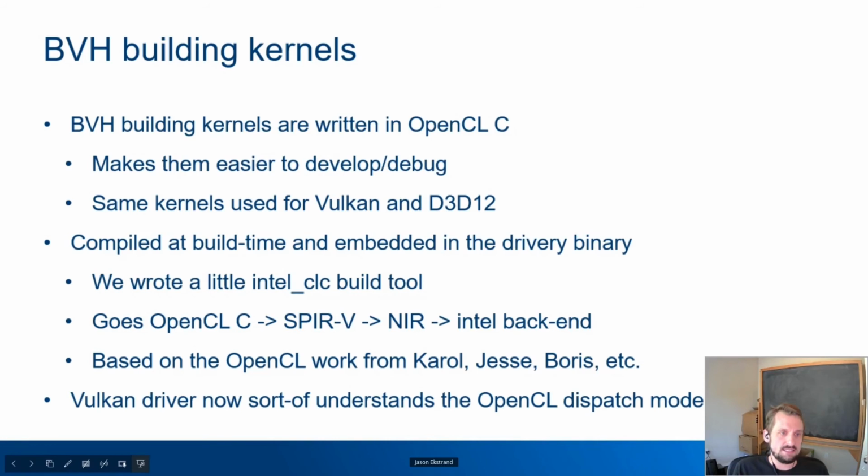Inside the Mesa patches that I have, we compile these at build time and embed them into the driver binary. I wrote a little Intel CLC build tool, which is based off of all of the same OpenCL stack that Karol and Jesse and Boris have been working on. It does OpenCL C into SPIR-V using LLVM, SPIR-V into NIR, NIR into the Intel backend, and it kicks out a binary. And then we've taught the Vulkan driver how to dispatch those kernels.